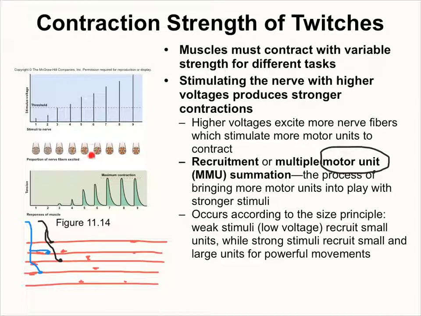Now, up here, 4 of our neurons are firing off. And so we are recruiting 4 motor units, and we are producing a much stronger contraction. Once you get here, all right, all of the neurons are firing, and they're recruiting all of the motor units that they can, producing maximum contraction. It's actually pretty uncommon for maximum contraction to ever be reached.